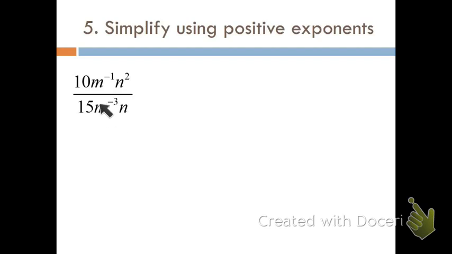All right, here we go. So 10 over 15 are not exponents, they are coefficients. So 10 over 15, Miguel, what would that simplify into? 10 over 15? 2/3, good. Thank you. All right, so now you have options.